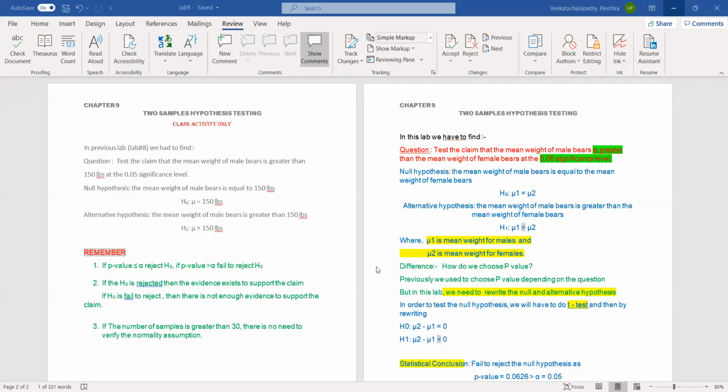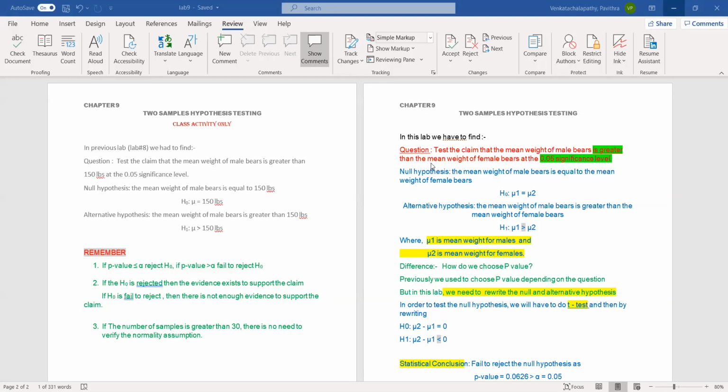Hi everyone. So today we'll be doing lab manual 9, two samples hypothesis testing. We'll be having two samples and we are going to compare those two samples and then come to our conclusion. But what we did in our lab 8 was we had a hypothesis value given in the question, and then we were supposed to compare one variable with this value, and then we used to find out the p-value depending on that, right?